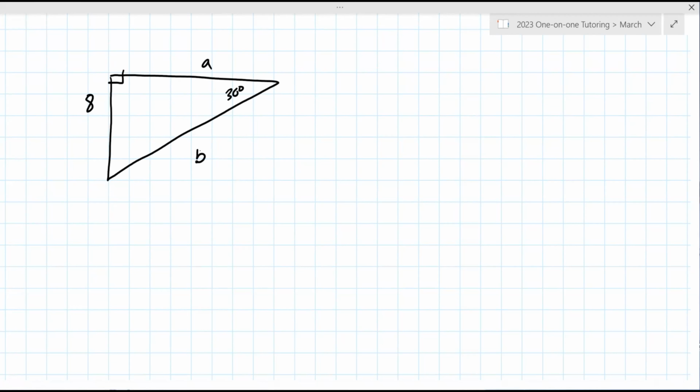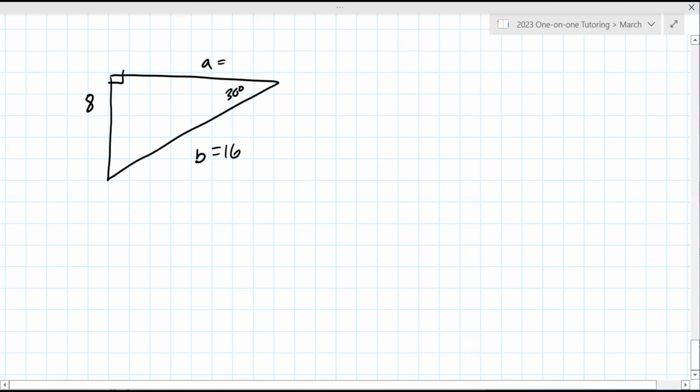8, A, B. So is 8 the short leg, long leg, or the hypotenuse? The hypotenuse is always across from the 90. Oh, that's the short leg then. Yes. Okay. So how do you find the hypotenuse from the short leg? Double it, multiply it times 2. Yes. Very good. 16. So B equals 16. Good.